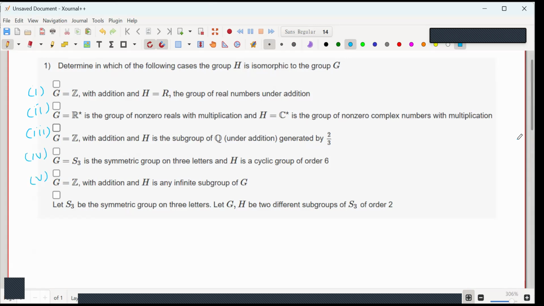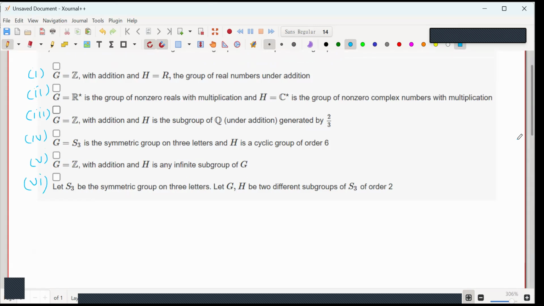So, were you able to solve the first part? Yes, sir. I think I know the solutions for all of them except the second one. So, let us discuss it one by one. The first part says G is the group of integers under the operation of addition, and H is the set of real numbers, which forms a group under addition. So are both these groups isomorphic to each other?